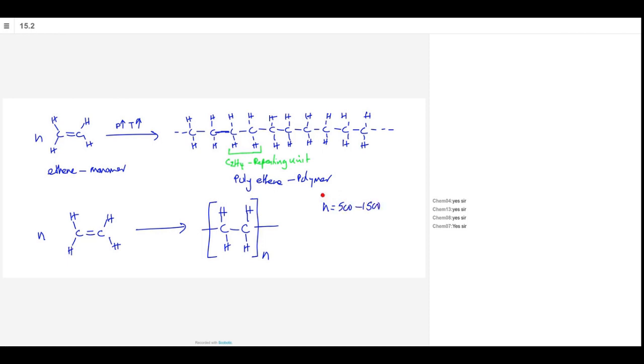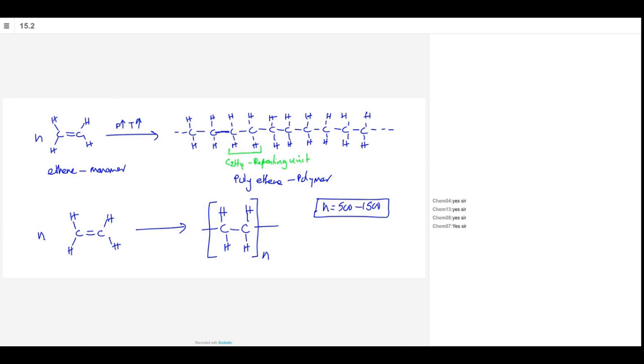If the n number is very high, then you get high density polyethene. We call those HDPE, high density polyethene. It's thick polyethene. And if the n number is low, we get low density polyethene, we say LDPE, right? So this is how you write in short the above polymerization reaction, right?